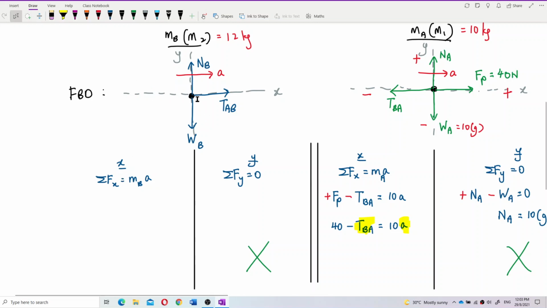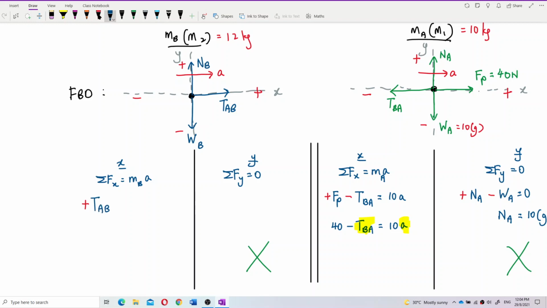Now, don't forget to put the positive and negative signs. In the x component, we have acceleration to compare: following the acceleration is positive, opposite to the acceleration is negative. But in the y component, no acceleration, so we just put going up positive, going down negative. Now look back at the x component. TAB is positive because it follows the acceleration.